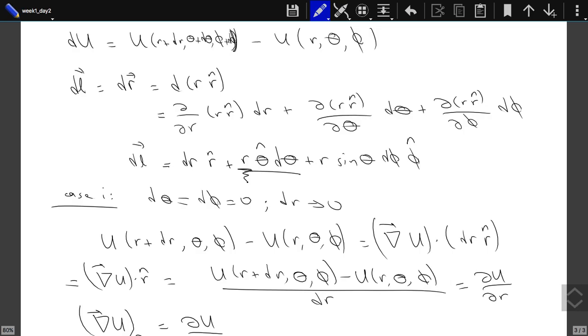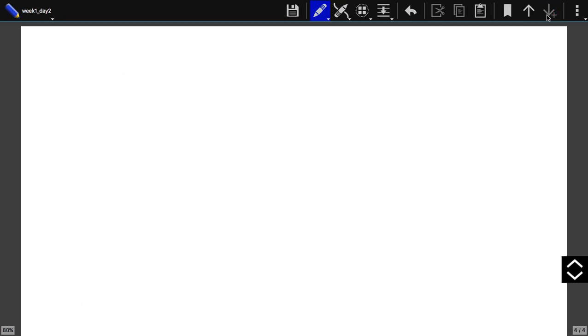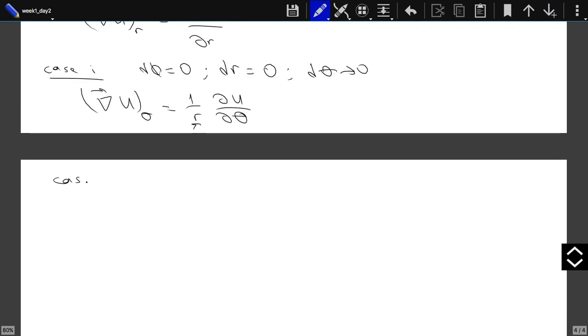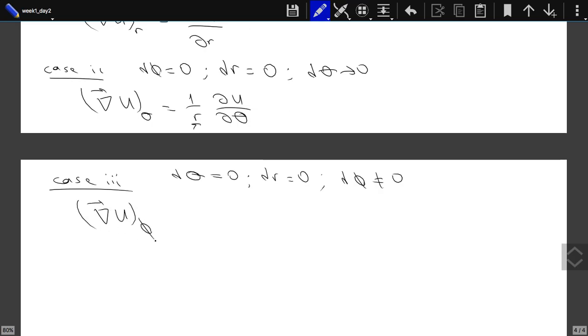And if you look at the phi component, just repeat the same thing with d phi non-zero. d theta is equal to 0, dr is equal to 0, d phi non-zero. This will give me the phi component of the gradient of u, which will be 1 over r sine theta du by d phi.